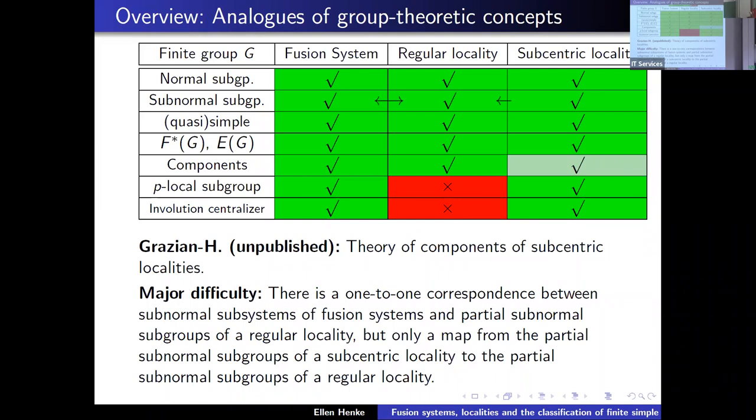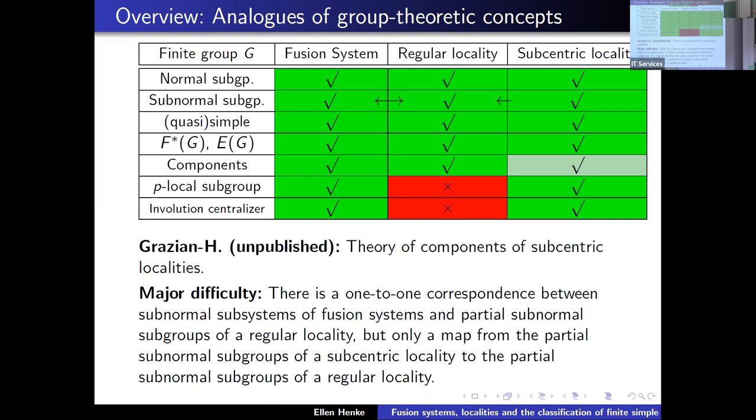So I try to indicate this by some arrows. When I said we have analogs of subnormal subgroups in all settings, that is true. But we only get a nice one-to-one correspondence if you look at fusion systems versus regular localities. This is again something I proved together with Andy Chermak.